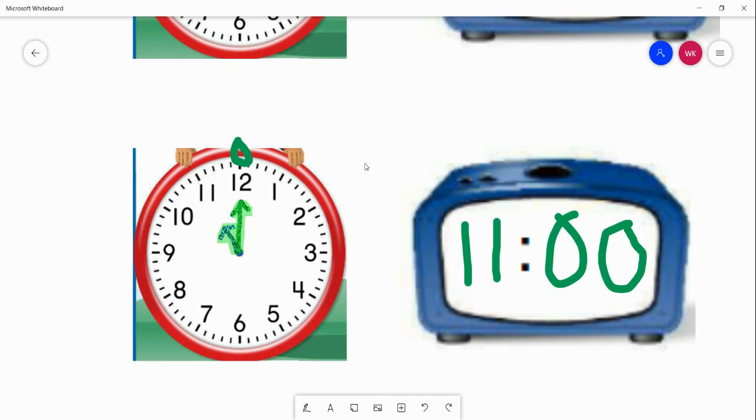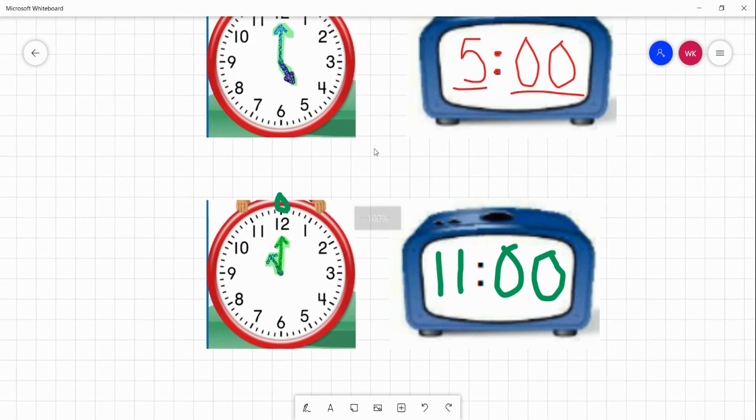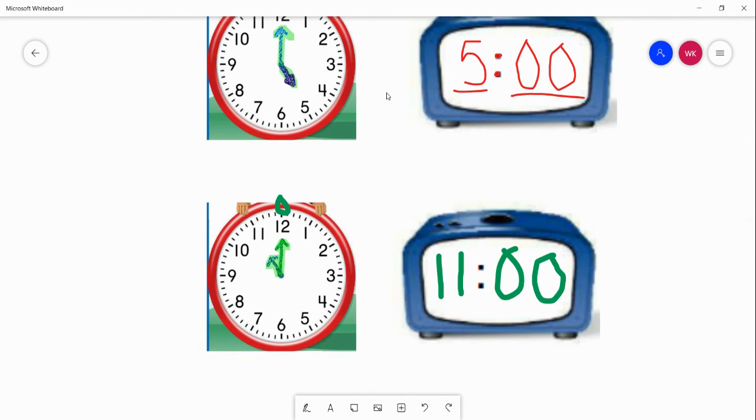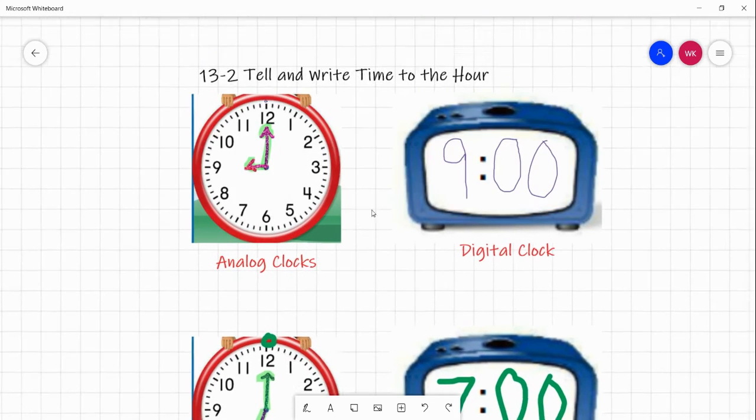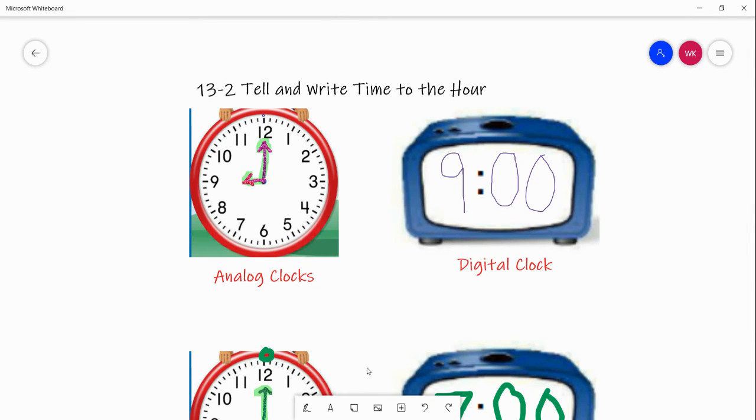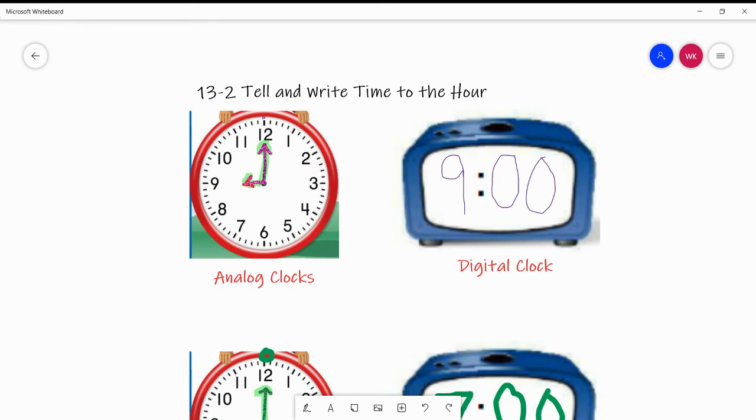You can also do so much practice if you guys have a clock at home. There's also, if you Google, you can use a paper plate as a clock. There's so many things that you can use as clocks to help you get more practice with these analog clocks and digital clocks to be able to tell time. There's also apps that you can get online too where the clock spins and then you figure out what time it is. So I hope that helped you guys learning about analog clocks and digital clocks to be able to tell and write time to the hour.